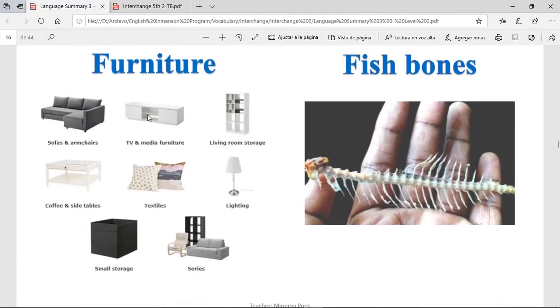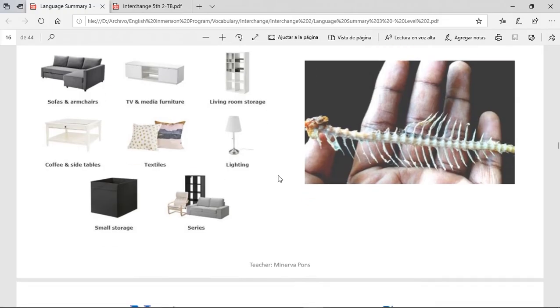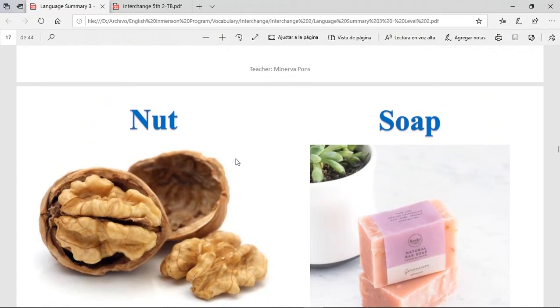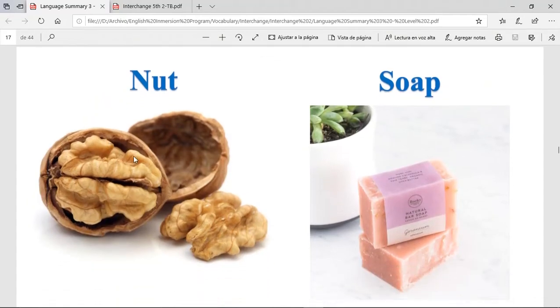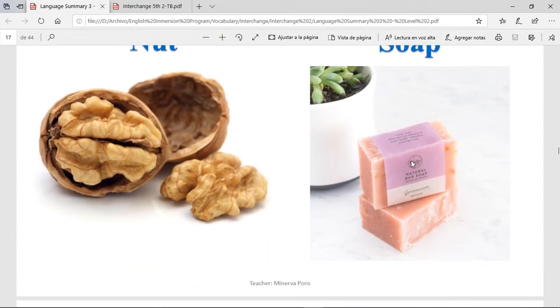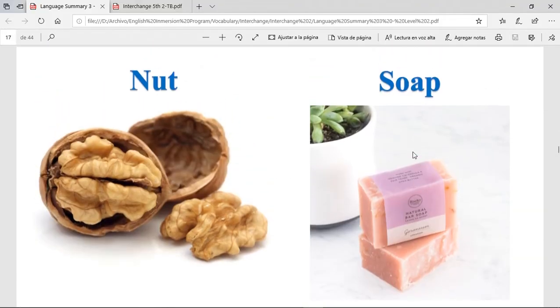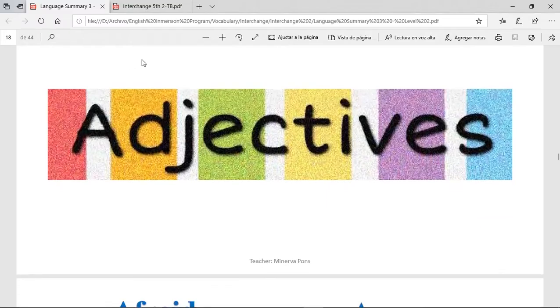Furniture. Furniture are all of the different objects that you have in your living room or something, like sofas, living room storage, textile, everything. Okay. Fish bones. The bones of the fish. What would you think it is? Nut. A nut. This is a nut. Soap. The soap is what we use along with water to wash ourselves when we are bathing.